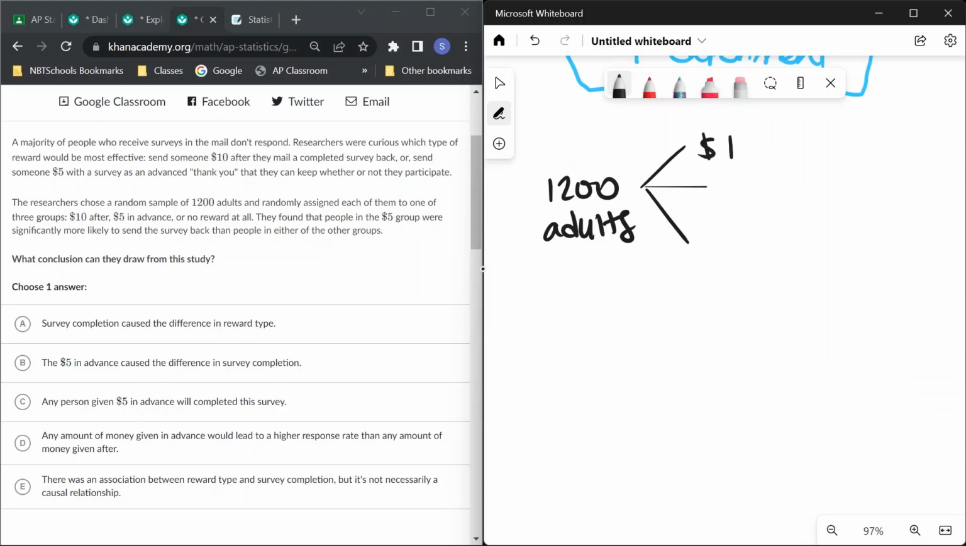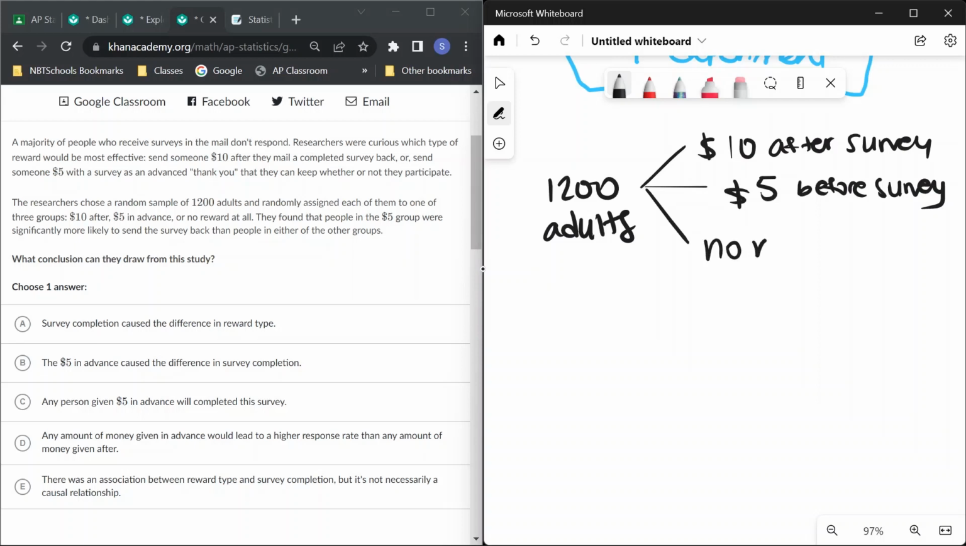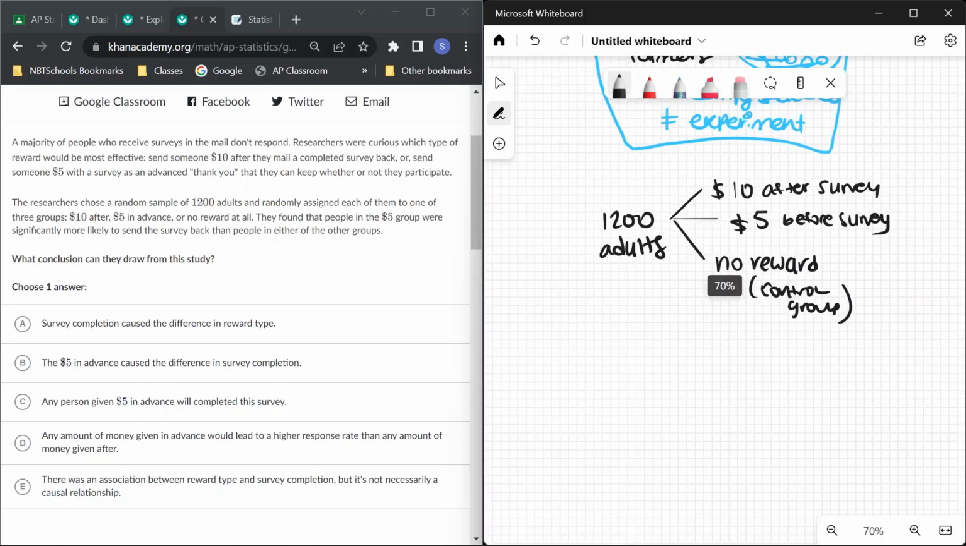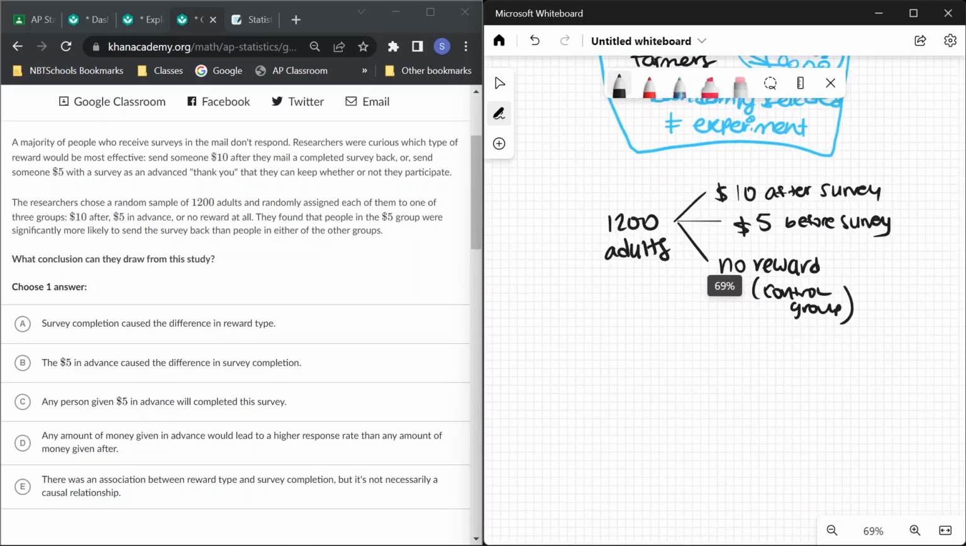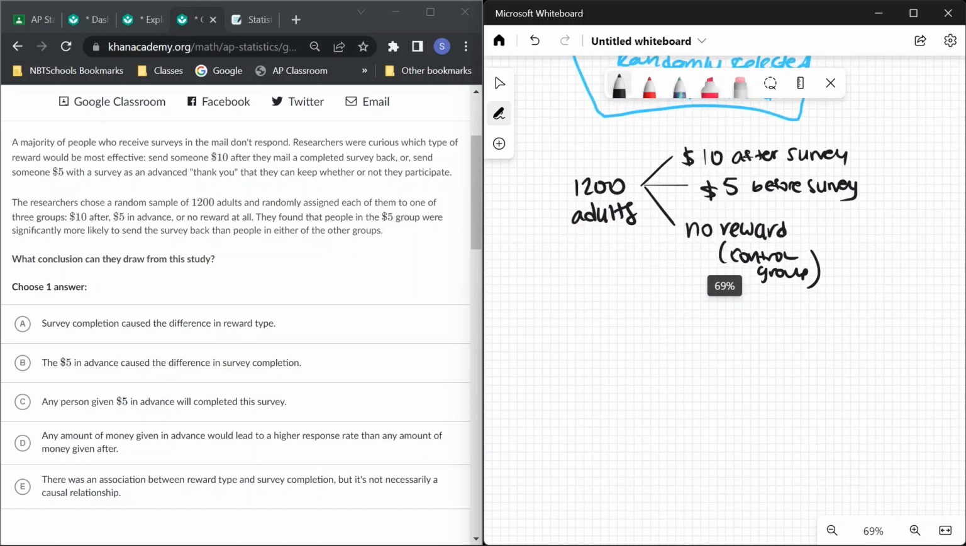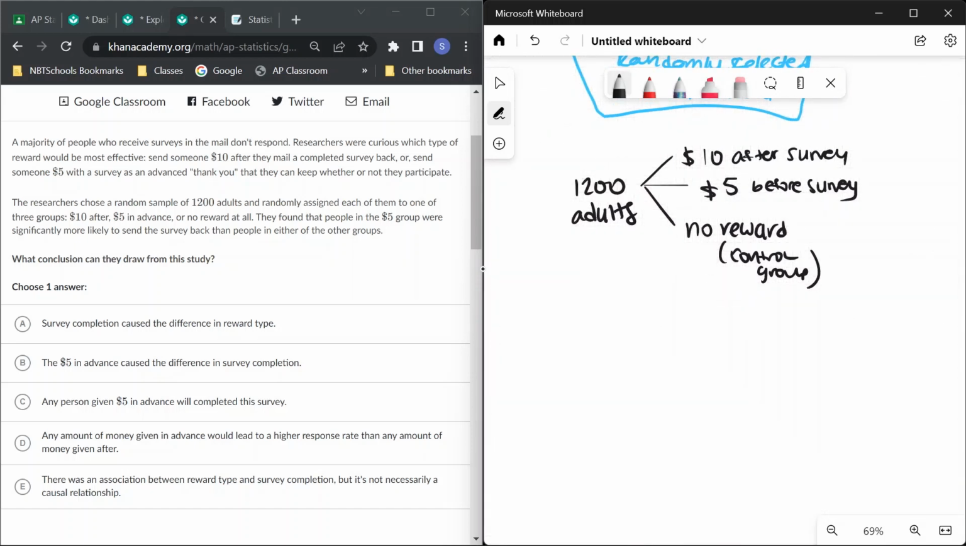So we have $10 after the survey, $5 before the survey, and then I'm assuming this is no reward, which is, can you guess, the control group? Okay. So, they found that people in the $5 group were significantly more likely to send the survey back than people in either of the other groups.